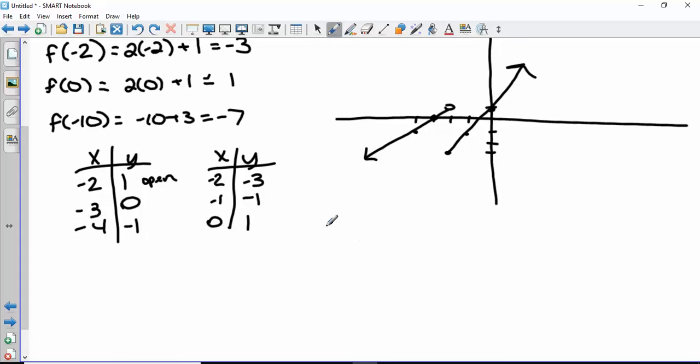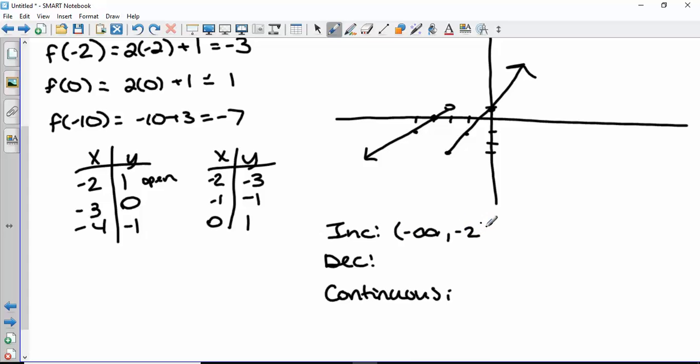So then on this one, I also asked you some questions about the graph. I asked you, where is this graph increasing? Where is it decreasing? Where is it continuous? What's this first section? Is it increasing or decreasing? Decreasing. Careful. The line's going down, but when we do increasing and decreasing, we're going from left to right. So as we travel left to right, it is rising. So it's increasing from -infinity. You have to give me the x value to -2. What's this piece doing? It's also increasing from -2 to infinity.